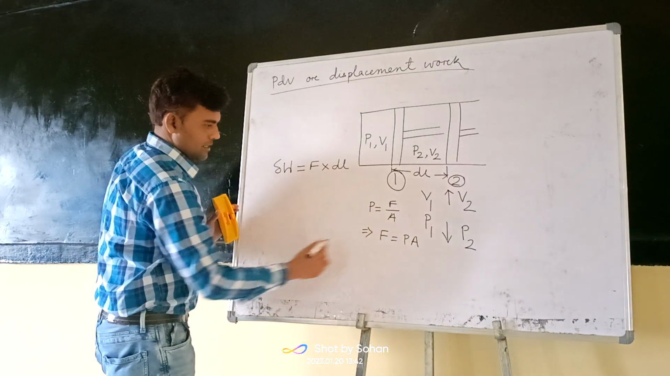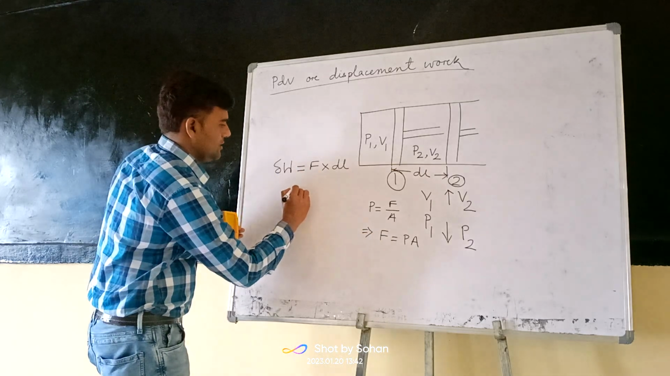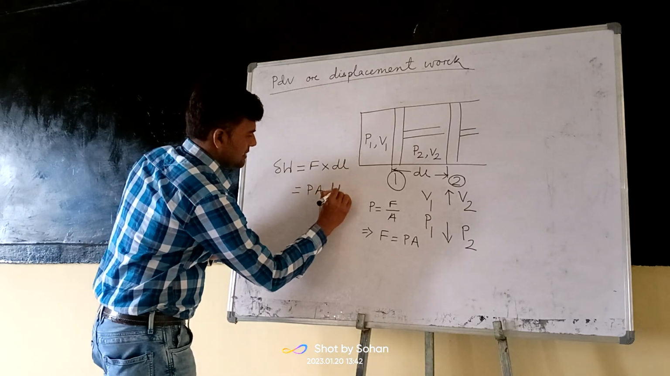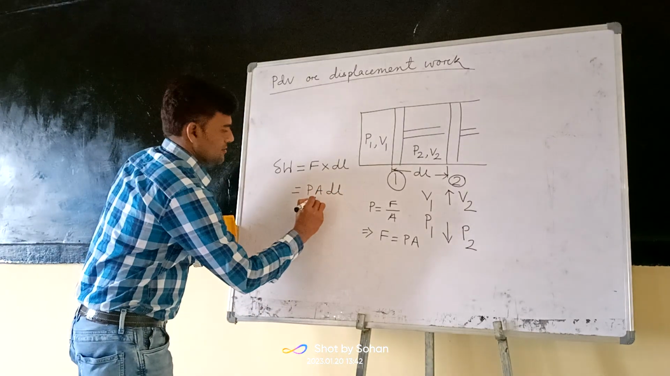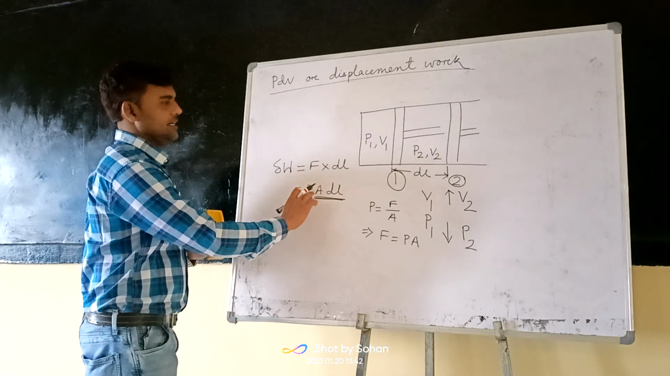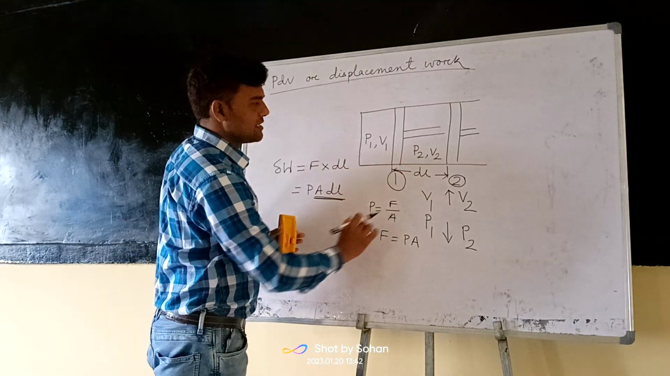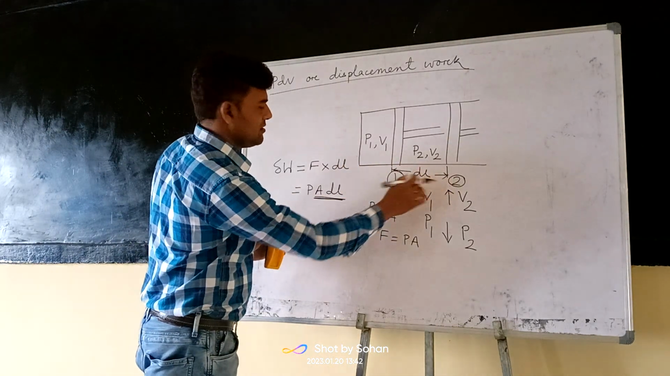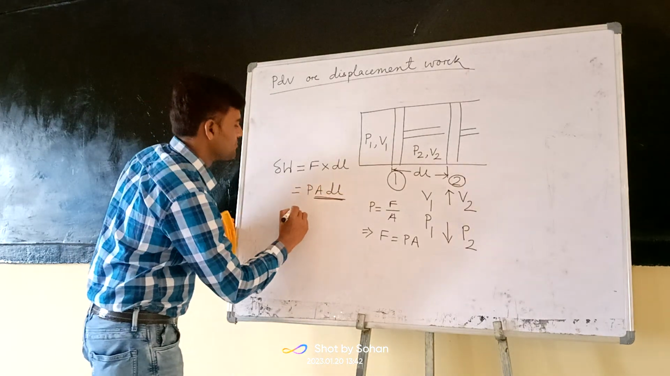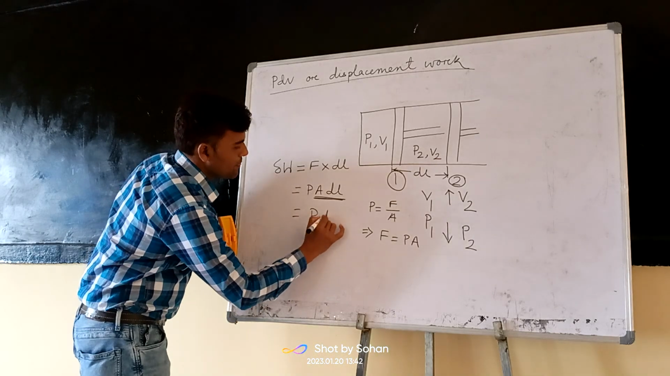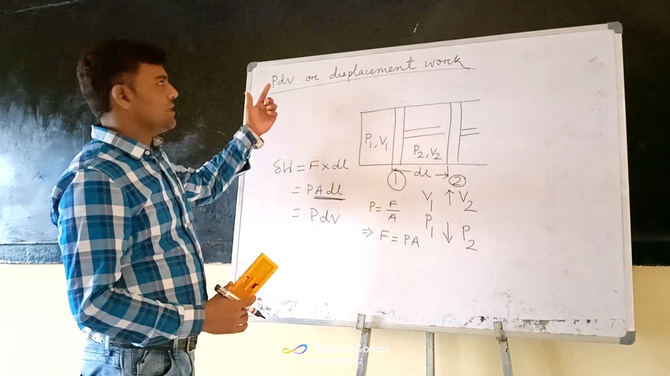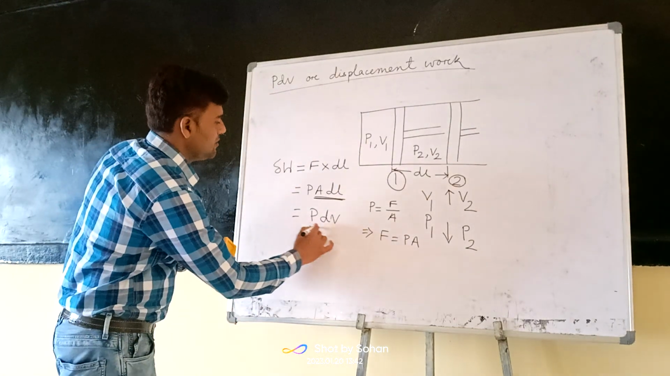And putting the value of F in this equation, we have del W equals P A dl. So what is A dl? Area into displacement, dl being the change in length. Area into change in length equals change in volume, that is dV. So del W equals P dV. So it is named PV work done.